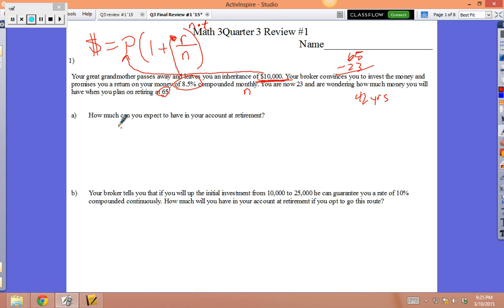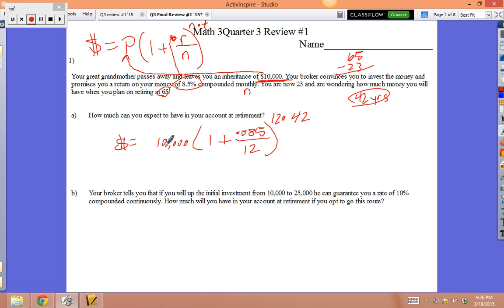So here we go. A, how much money are you going to have at retirement? You are going to have 10 grand multiplied by 1 plus, okay, the interest rate, we've got to go 0.085. You've got to move that decimal 2 times to the left. On bottom, N is, they're going to pay us interest once a month, so 12 times a year. And then the exponent is that 12 times how many years you leave it in, and we decided we're going to leave it in for 42.